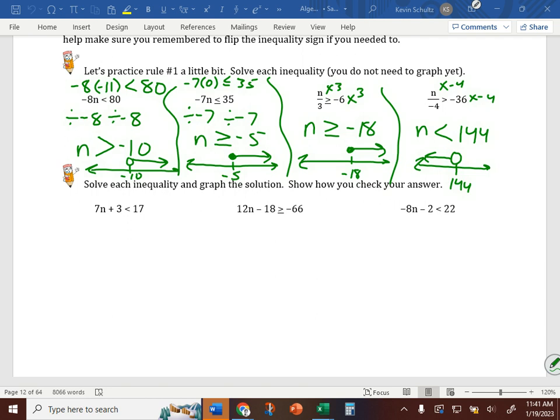Let's go back to this first one here, and let's say we divided by -8. We did not flip our inequality symbol, and we got n is less than -10. If you plug in a number that's less than -10, let's say -12, -8 times -12, which is positive 96, is not less than 80. So you'll catch yourself if you check your answers.